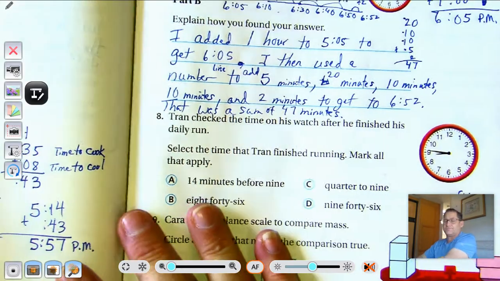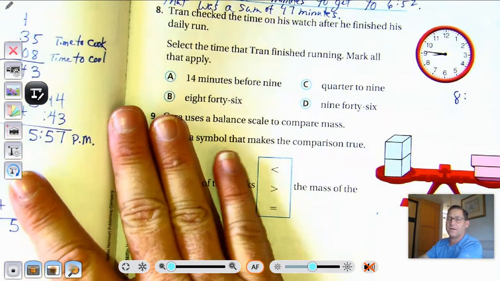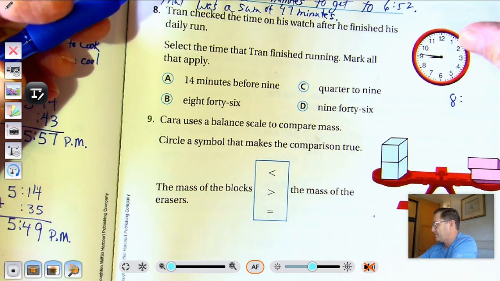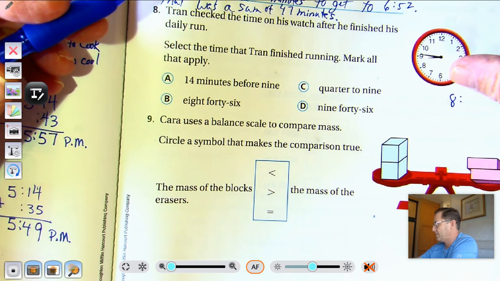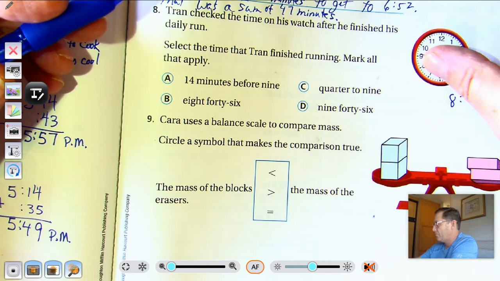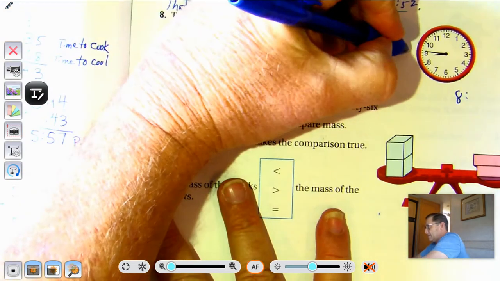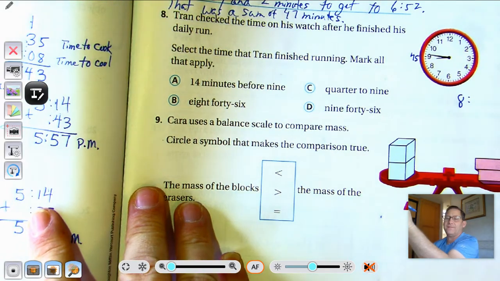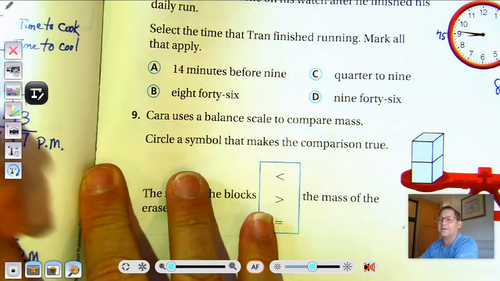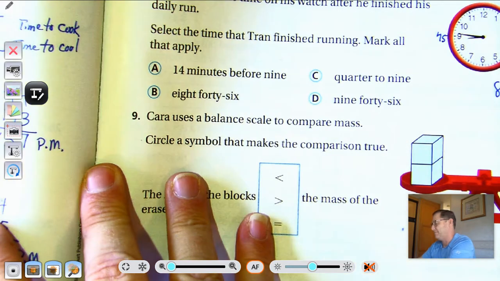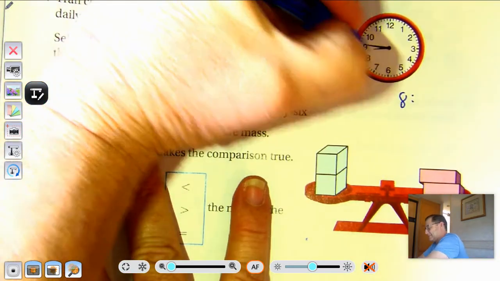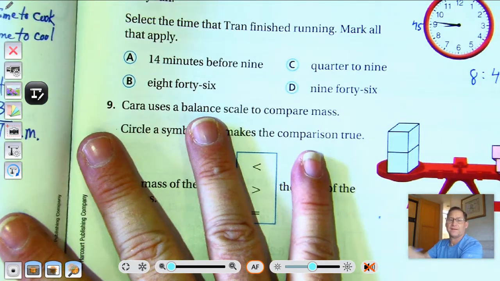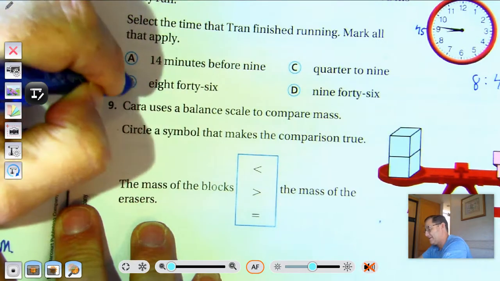Now each number on the clock is 5 minutes, right? So 5, 10, 15, 20, 25, 30, 35, 40, 45. So it's past the 45. It's 1 minute past 45. So that's 46. So it's 8:46. Okay, well, that's definitely B.